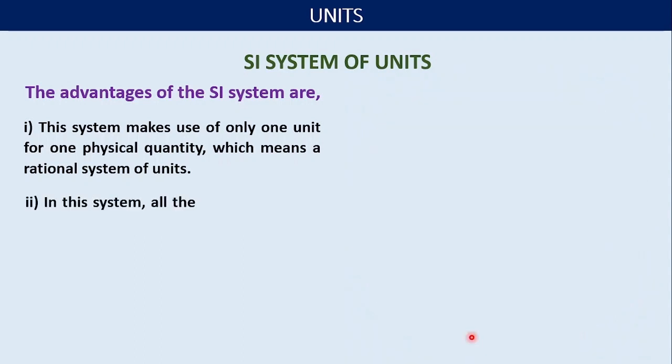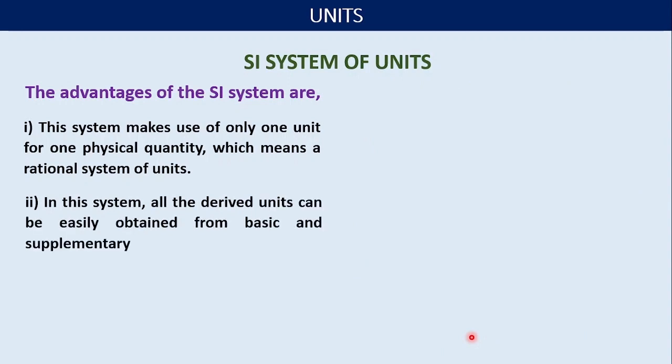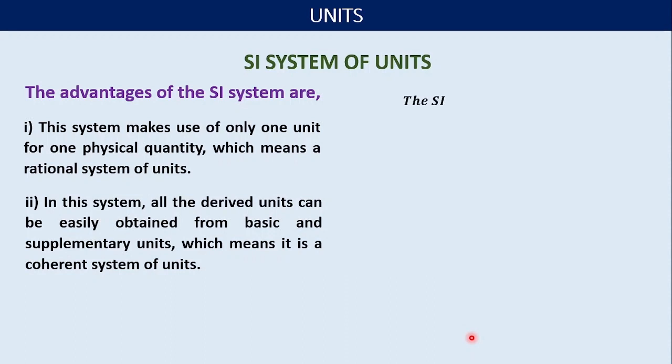In this system, all the derived units can be easily obtained from the basic and supplementary units, which means it is a coherent system of units. Right? Let us learn this with an example. The SI unit of power is watt.